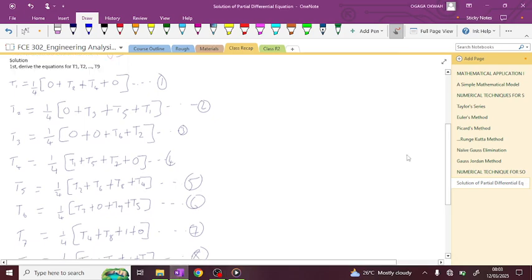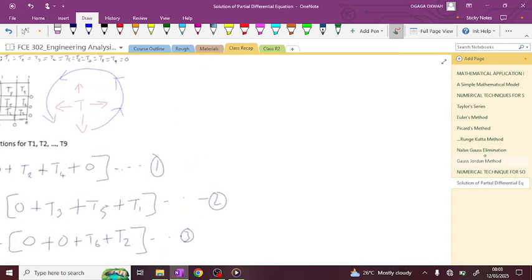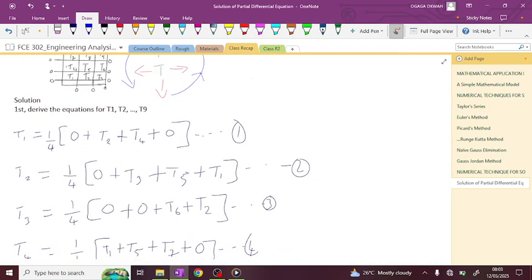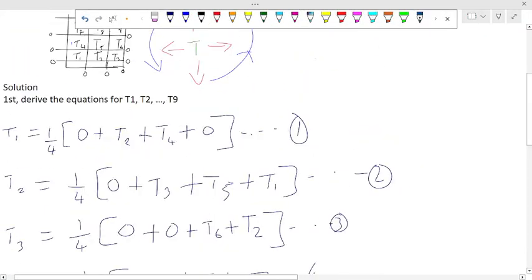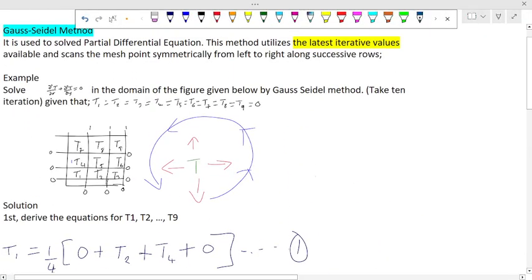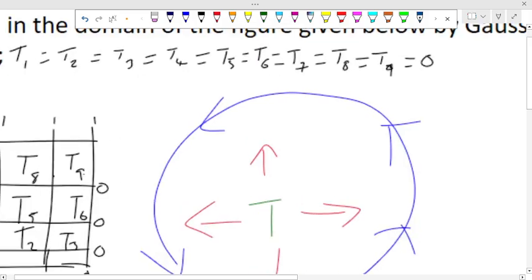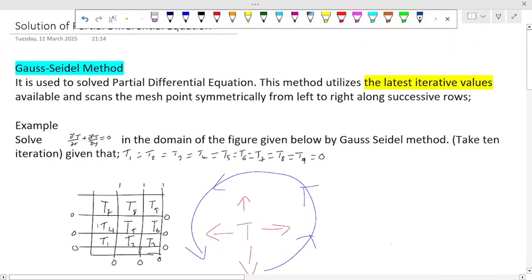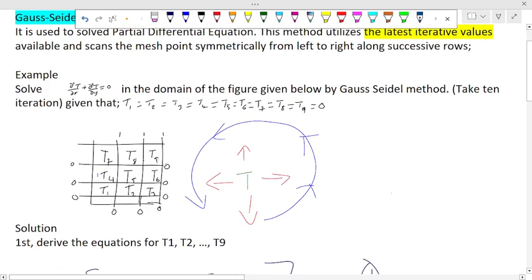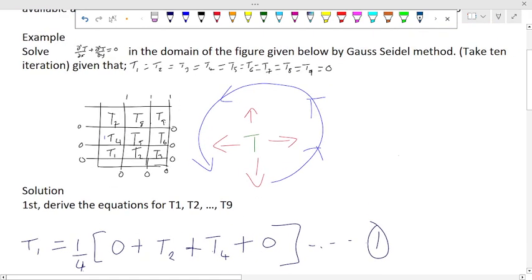So this video is a continuation of the previous one, like a direct continuation. We're working on an example, which is to solve this partial differential equation using the Gauss-Seidel method. This partial differential equation is in the domain of the figure given below, which is this figure here. So please do well to watch the previous one because it's a direct continuation of this one.